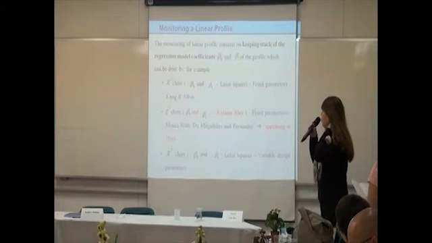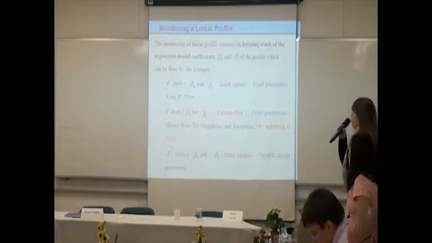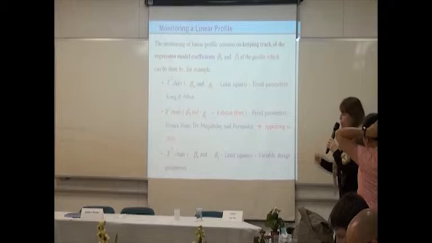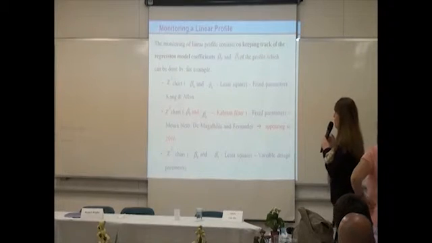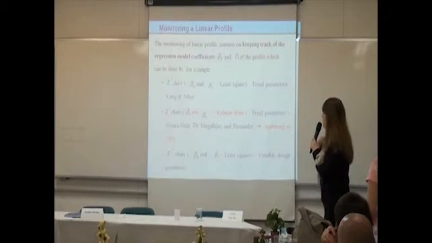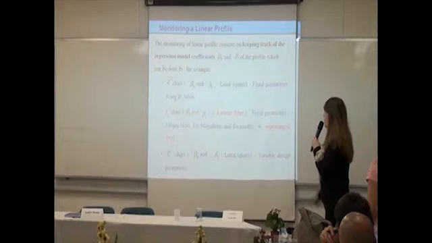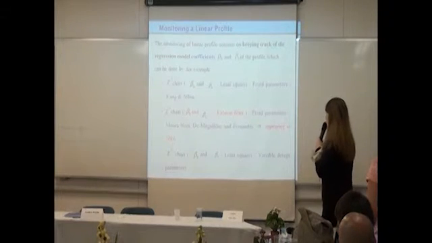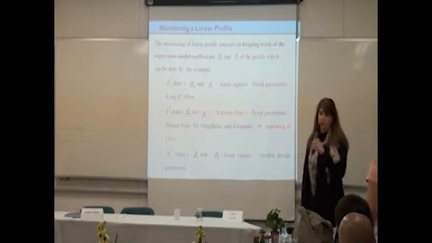So the monitoring of a linear profile consists of keeping track of the regression coefficients beta 0 and beta 1 of the profile, which can be done, for example, with fixed parameter control charts. Kang-Albin use a chi-square chart when the coefficients are obtained by least squares, and we also have a paper where we use fixed parameter control charts to monitor a linear profile, in which we obtain the coefficient parameters by Kalman filter. Now we are proposing a variable design parameter control chart. Also, we are going to obtain the coefficients by ordinary least squares.